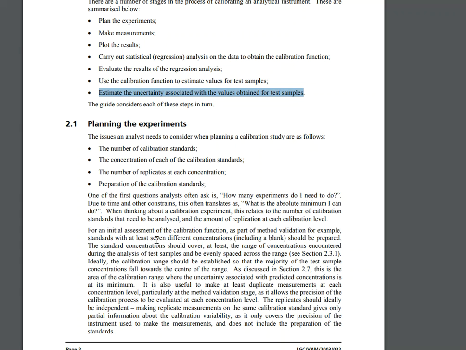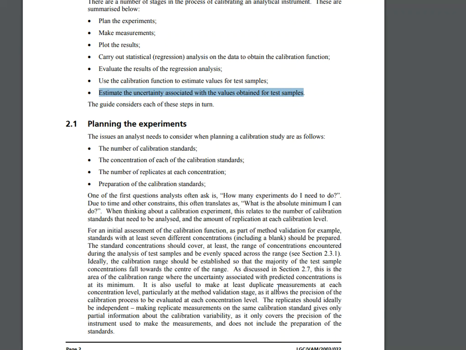The standard concentration should cover at least the range of concentrations for the test samples. And this one says and be evenly spaced across the range. Ideally, the calibration range should be established so that the majority of the test sample concentrations fall in the center of the range. As discussed in section 2.7, this is the area of the calibration range where the uncertainty is at the minimum.